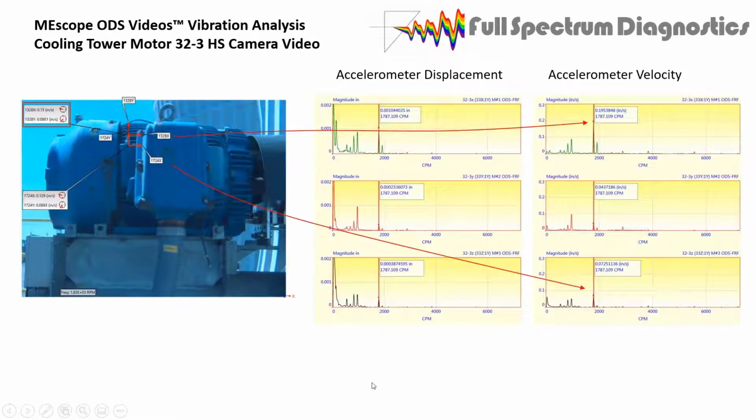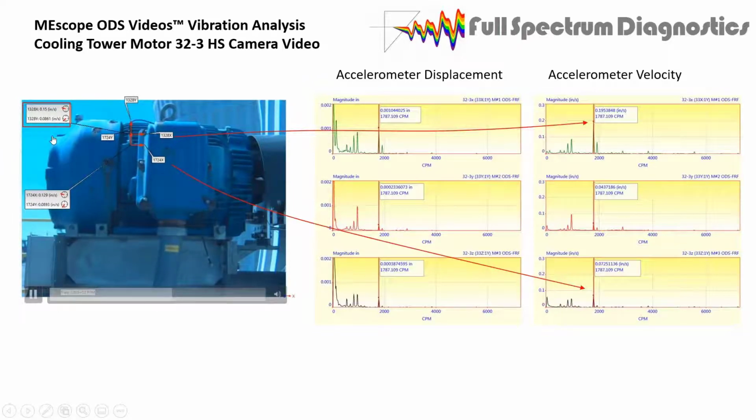My other set of data, this is the horizontal view again, but it is high-speed video in this case, a high-speed close-up of what the overall machine vibration is going to be. So I have 0.15 inches per second in the X, and I have 0.08 in the Y.